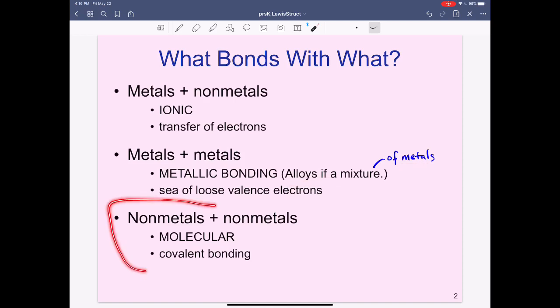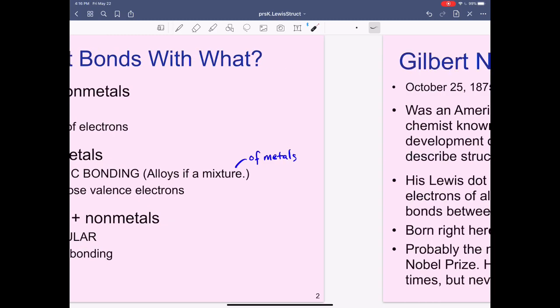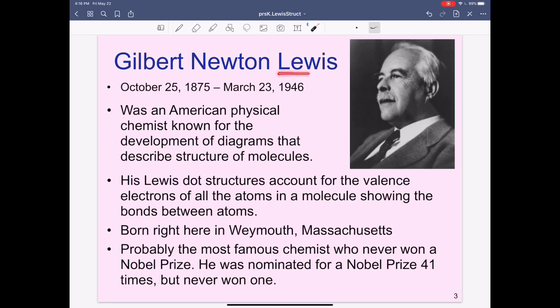And now at last, here we are looking at nonmetals bonding with nonmetals. Molecular bonding, also known as covalent bonding. We'll be drawing some Lewis structures invented by Gilbert Lewis way back in the day, and his Lewis dot structures will attempt to account for all of the valence electrons in an atom. Again, valence electrons, not total number of electrons.